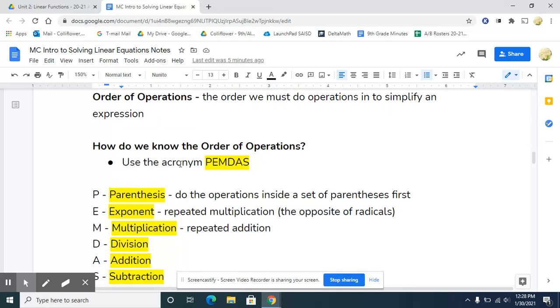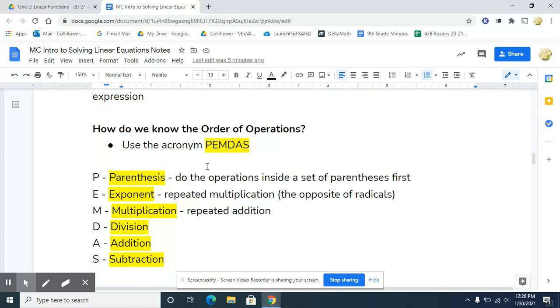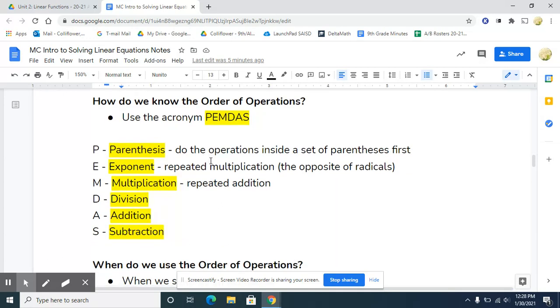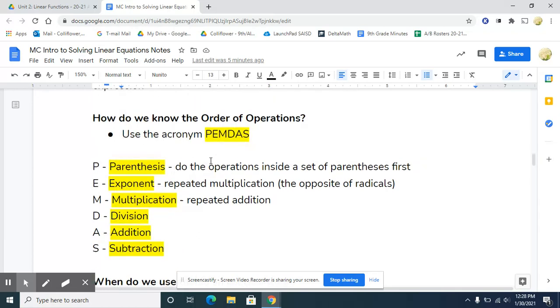We have the acronym PEMDAS, and you might have heard this from your middle school math. PEMDAS stands as a representation of the order of operation. So the P in PEMDAS stands for parentheses. Anytime you see a set of parentheses, you're going to do the operations inside the parentheses first.